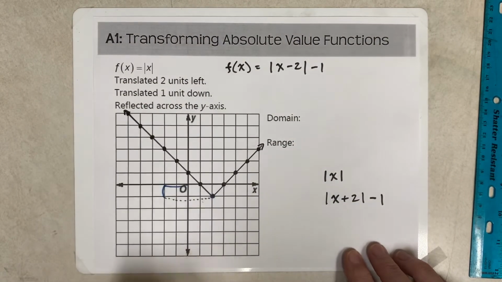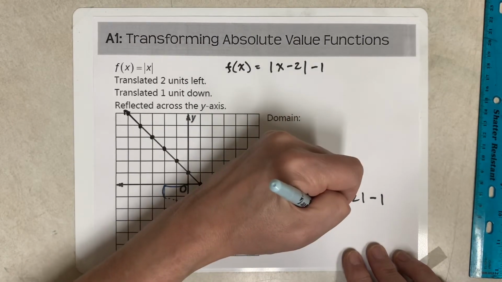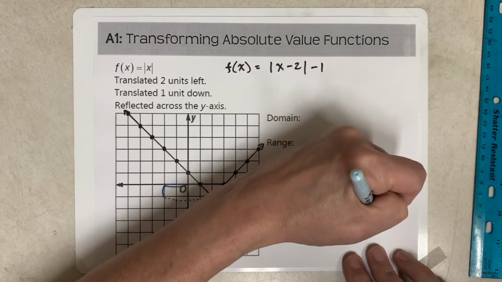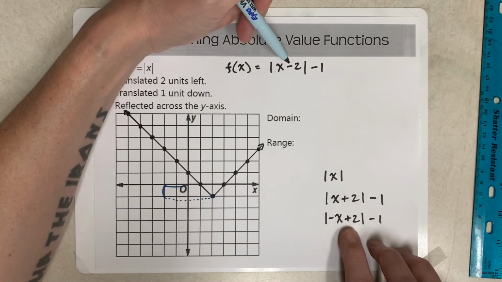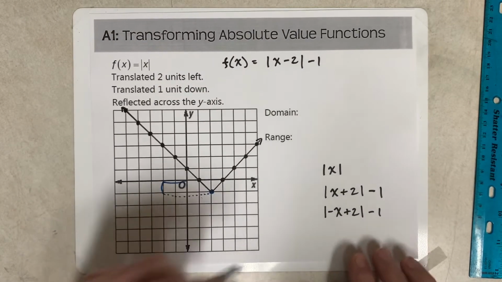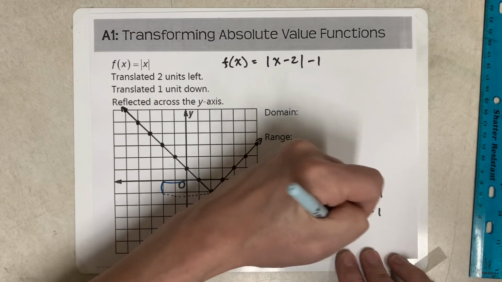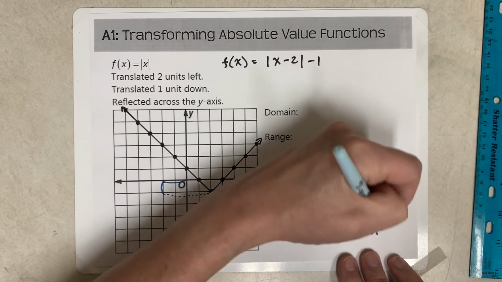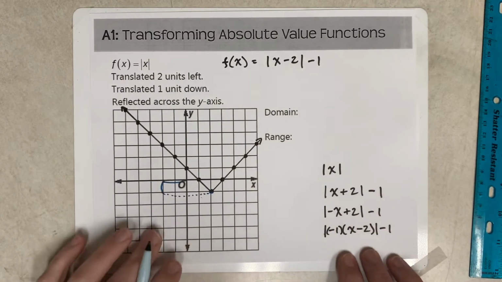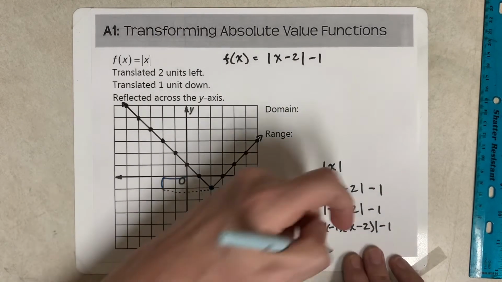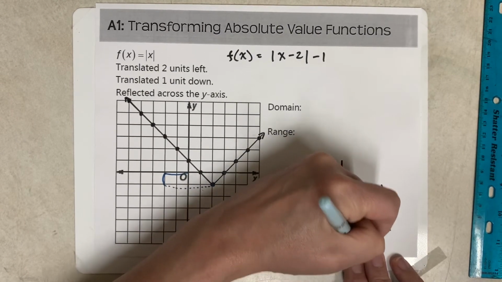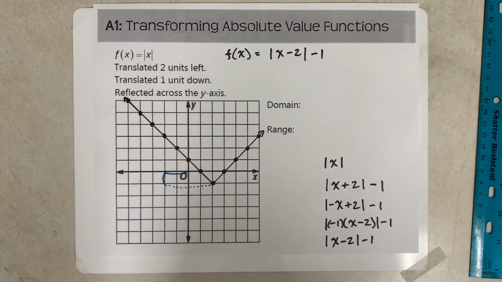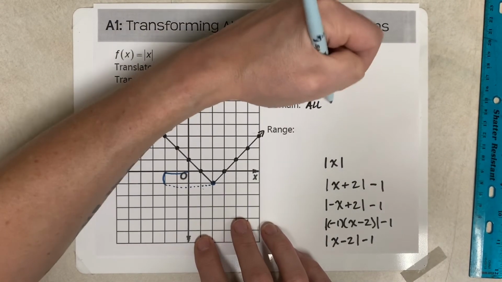Reflect across the y-axis, you take the x and you put a negative x in. Replace each x with negative x. So these two don't look the same. However, our little trick is that we can factor a negative 1 out of both terms, and we get x minus 2 minus 1. And then again, the negative 1 is going to go away because it's absolute value, and we wind up with x minus 2 minus 1, which is exactly what we have up here, so we're still in good shape. Domain is all real numbers again.